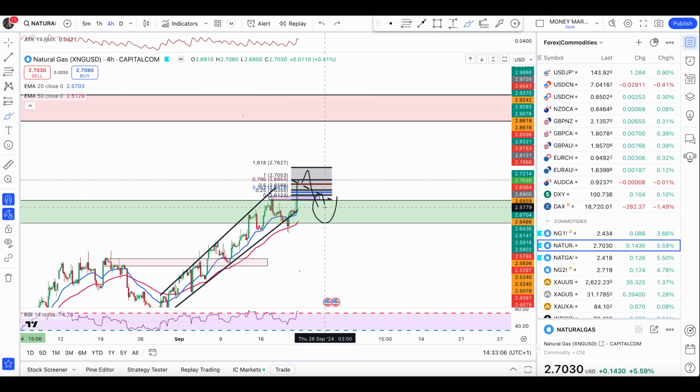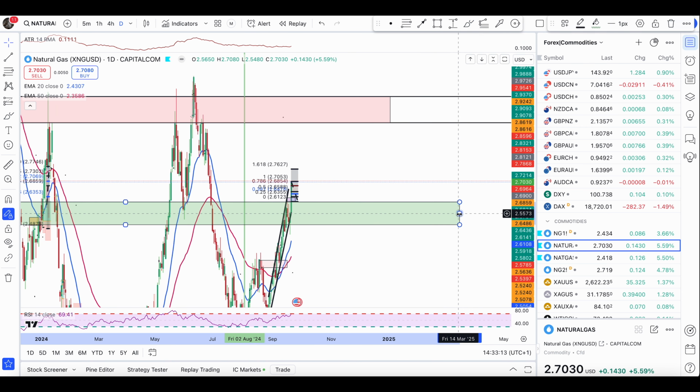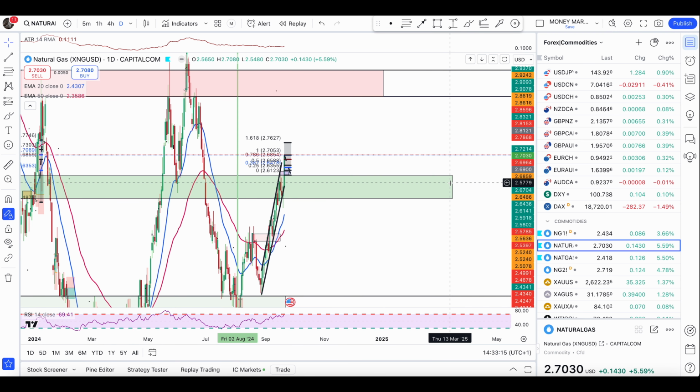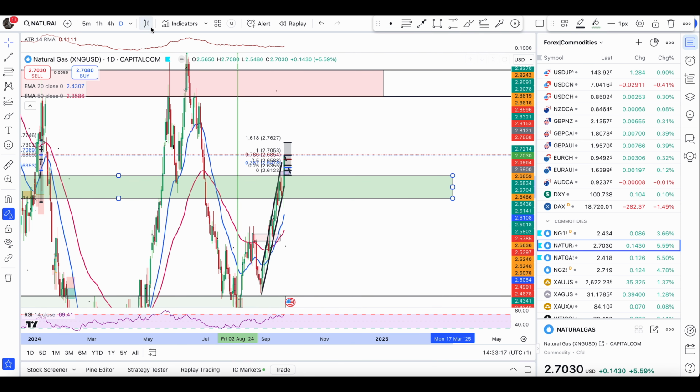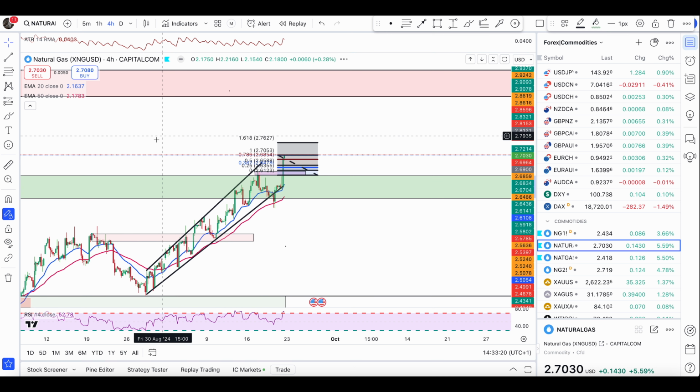We have a very likely chance that price will now retest this zone that has been broken recently. I'll be looking at this zone very carefully that I've just mentioned. As you can see the numbers in blue, if we have a pullback to this zone, that will be a very strong entry. Now the choice is yours.